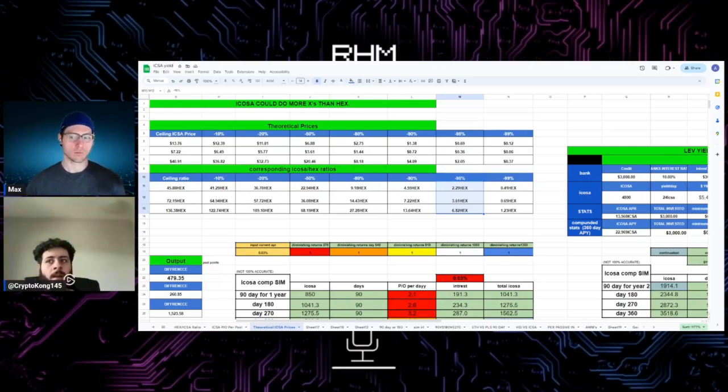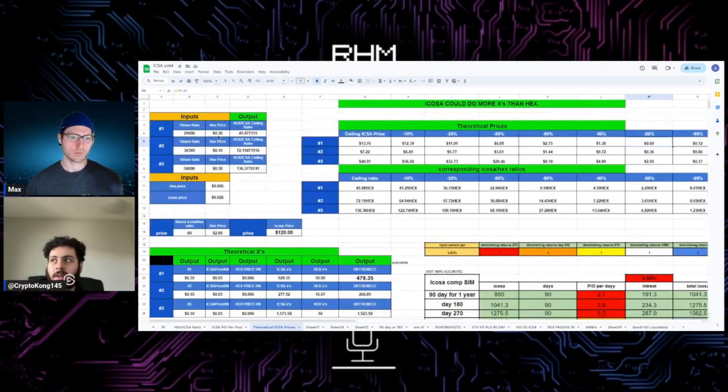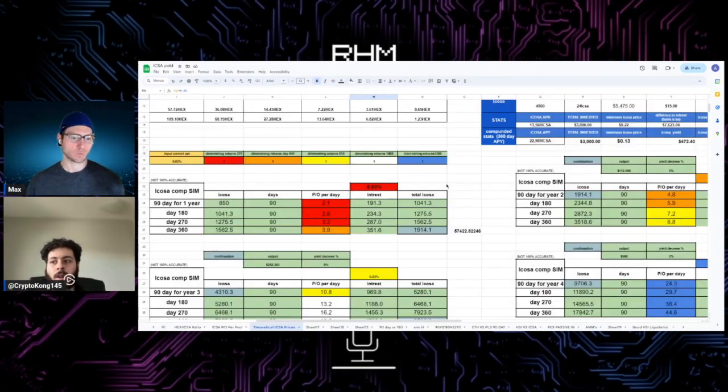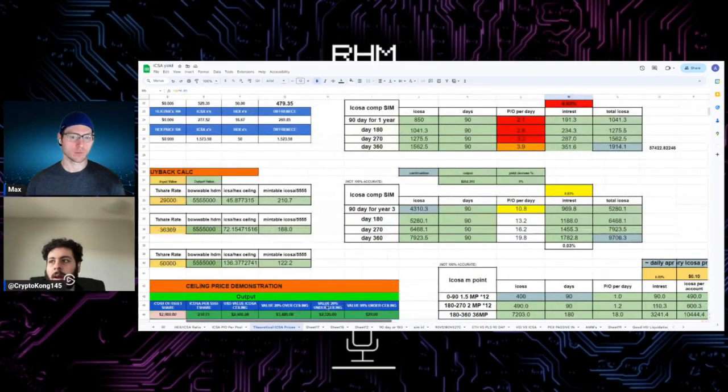But even if we just maintain our ratio with HEX, right now we were at 2.7, and this is 95% off 2.29, and that still gives us a 69-cent ICOSA if HEX reaches 30 cents in this bull market. And this is extremely, extremely, extremely conservative, right? And this is at a low ceiling price, and I'll show you why this matters.